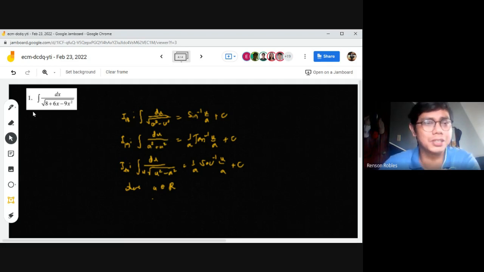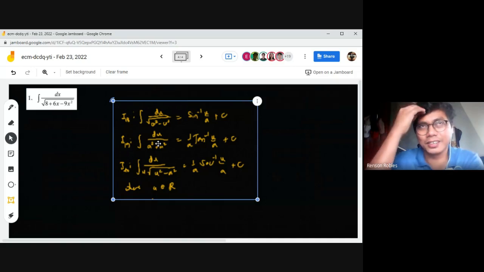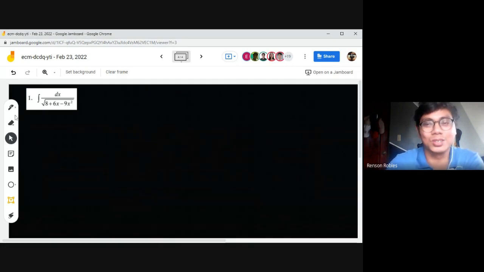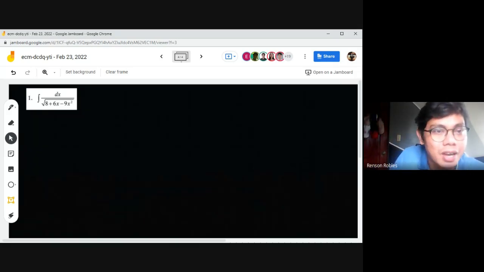But upon manipulation, I was looking on the possibility that it is I-18, because on I-20, there's u outside and wala naman siyang x doon, and I cannot pull out that x outside na. So that's why you have to be very, very sensitive and very, very familiar with the different forms of the integral.